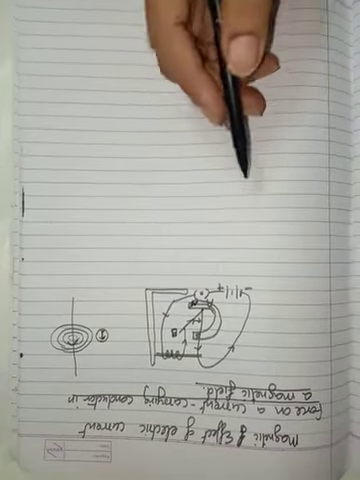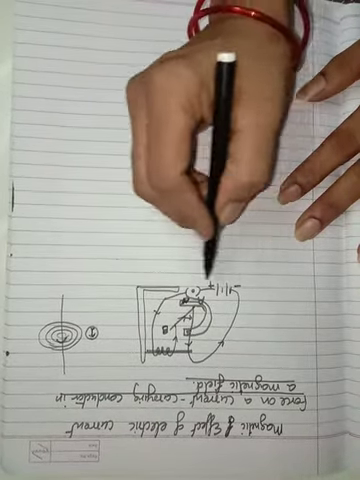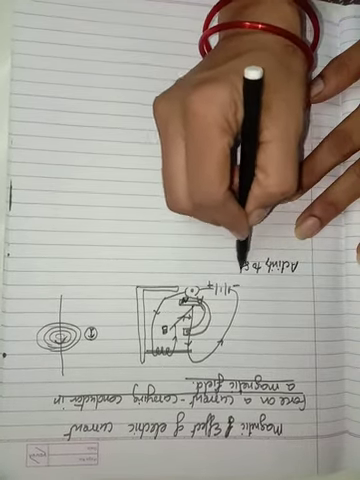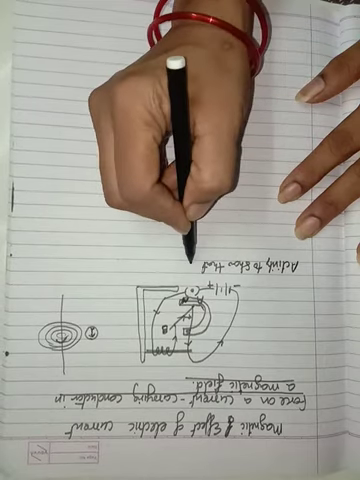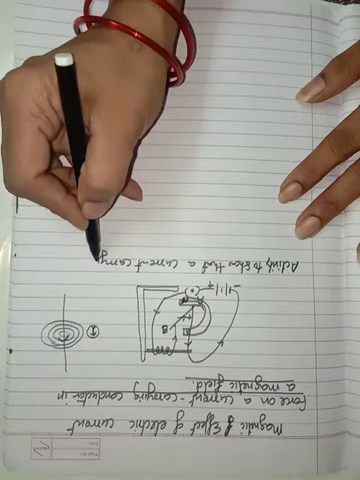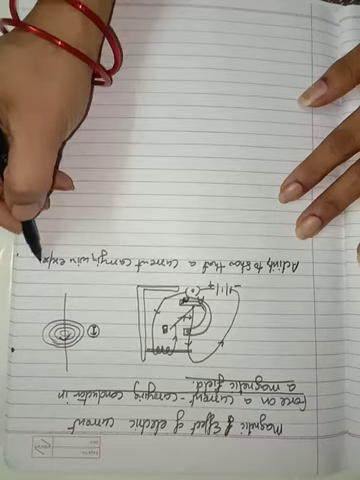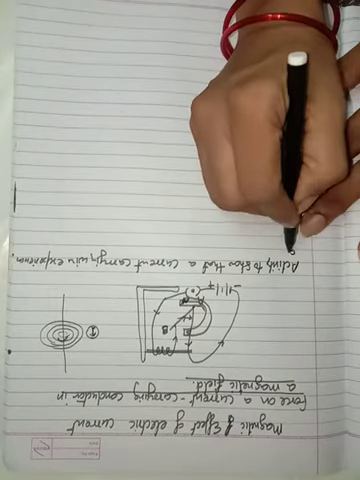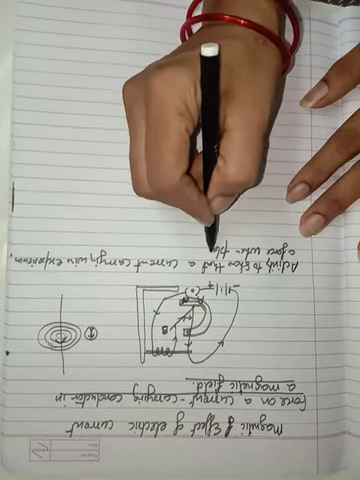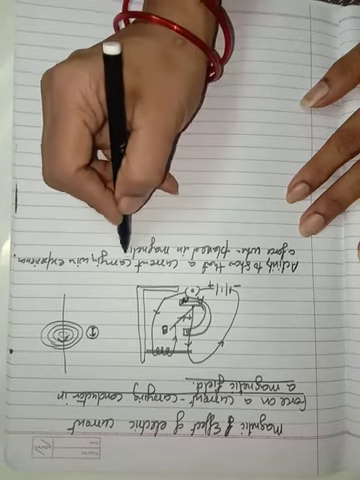You can also write the activity. You should write an activity to show that a current carrying wire experiences a force when placed in a magnetic field.